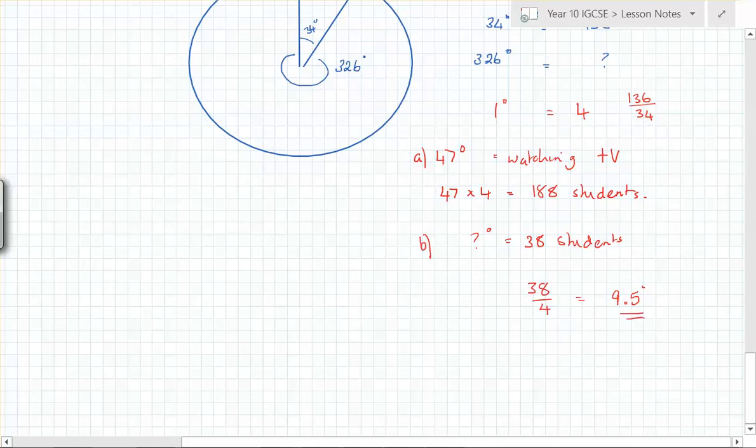Okay, good. So that piece of information that you worked out at the beginning was very useful. And then, how many students were used in the sample in total? So what is the total number of students?